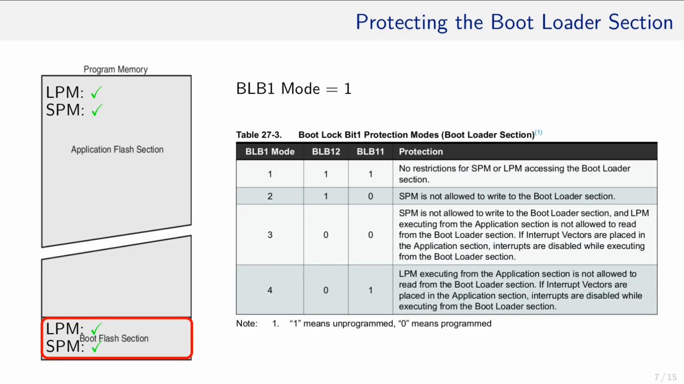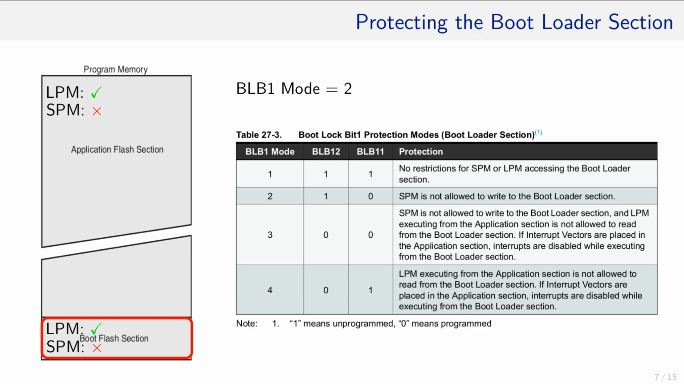Okay, that was the protection about the application section. The same modes also exist for the bootloader section. Now again, the LPM or SPM instructions are physically located in either of the two sections, but the address they operate on is located in the bootloader section. What restrictions are available here? First, no restrictions at all. That means the bootloader can update itself or can be updated from the application. But it also can be verified, since the data can be read by LPM.